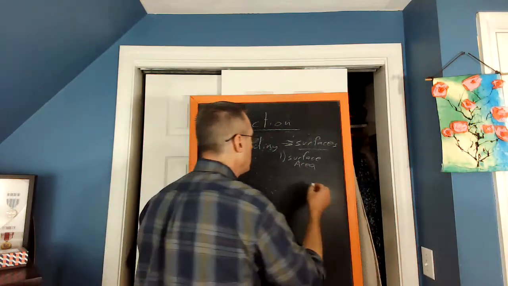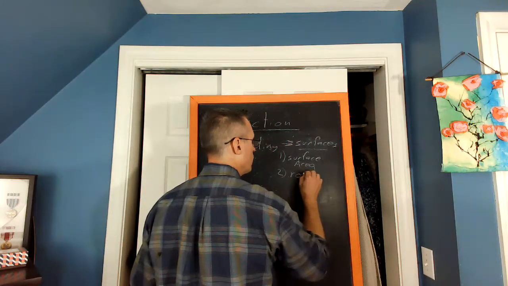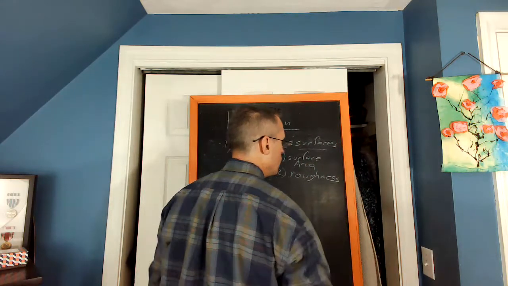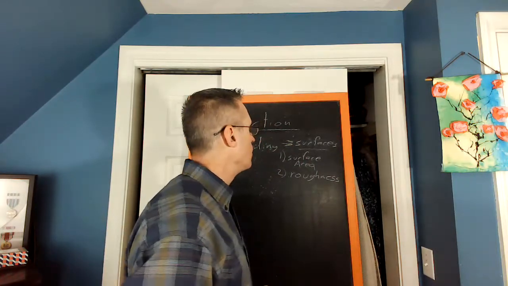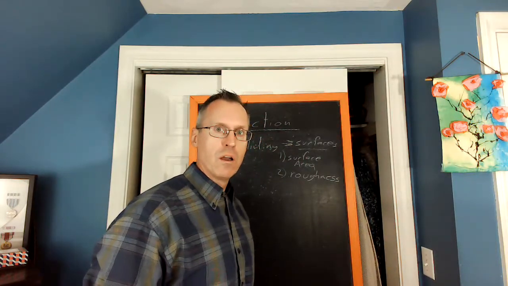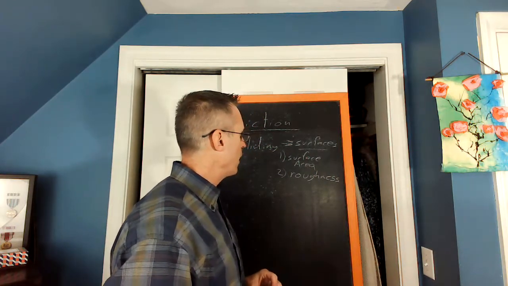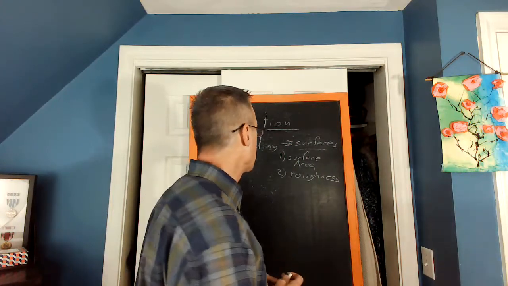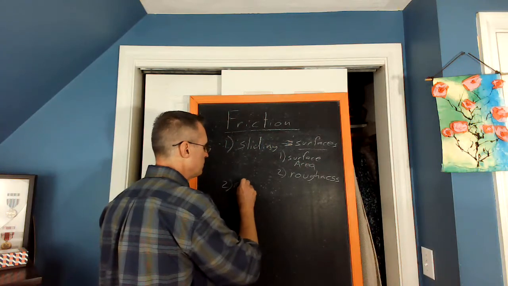Another factor is how rough or smooth the surface is. The smoother the surface, the less friction you're going to get. The rougher the surface, the more friction you're going to get. And these are the factors that affect sliding friction. Another type of friction is rolling friction.